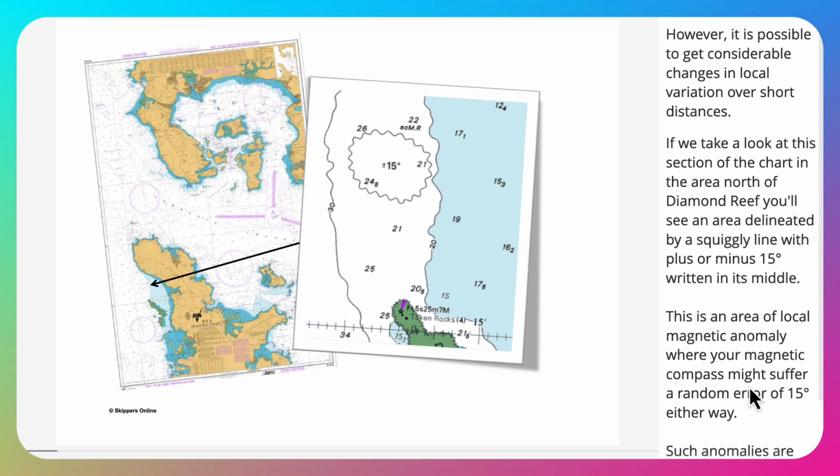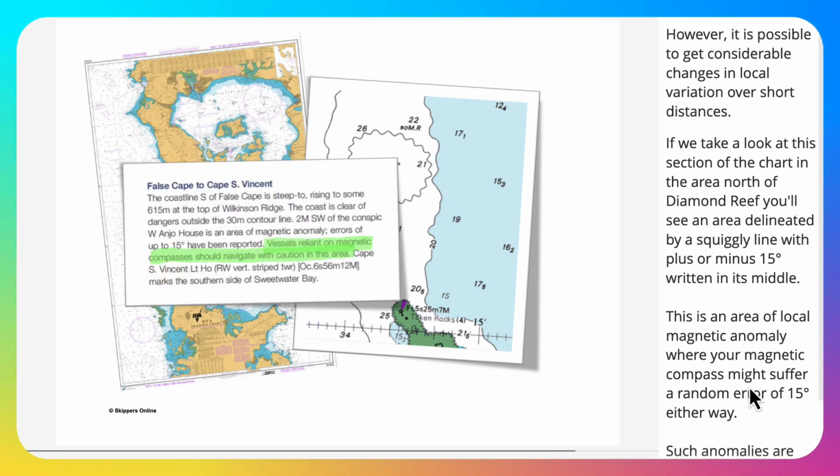However, it is possible to get considerable changes in local variation over short distances. If we take a look at this section of the chart in the area north of Diamond Reef, you'll see an area delineated by a squiggly line, with plus or minus 15 degrees written in its middle. This is an area of local magnetic anomaly, where your magnetic compass might suffer a random error of 15 degrees either way. Such anomalies are usually the result of large deposits of iron ore in the Earth's crust.